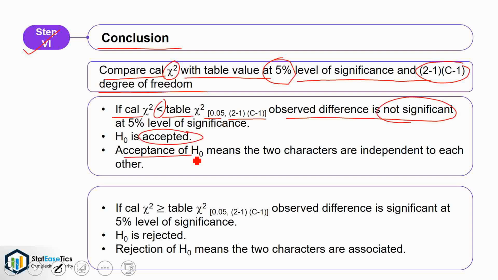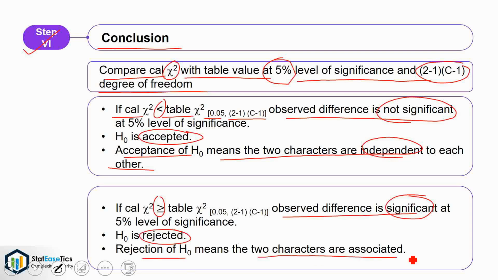Acceptance of H0 means the two characters are independent to each other. Whereas if calculated chi-square is greater than or equal to table chi-square, then the observed difference is significant and H0 is rejected. Rejection of H0 means the two characters are associated.